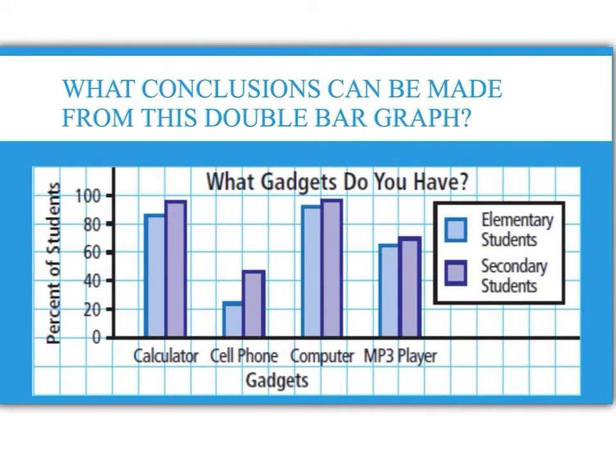You could also notice that almost 100% of secondary students have computers and calculators, where only about 50% have cell phones. So there's lots of things that you can compare and notice about a graph. Let's look at a different one.